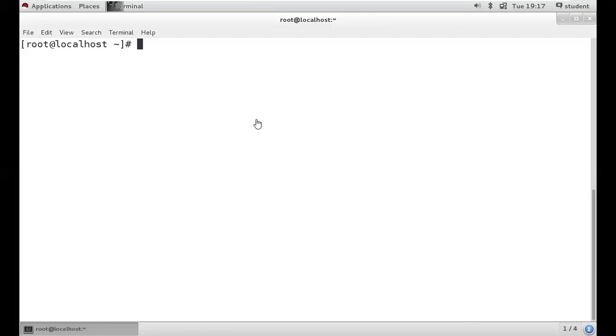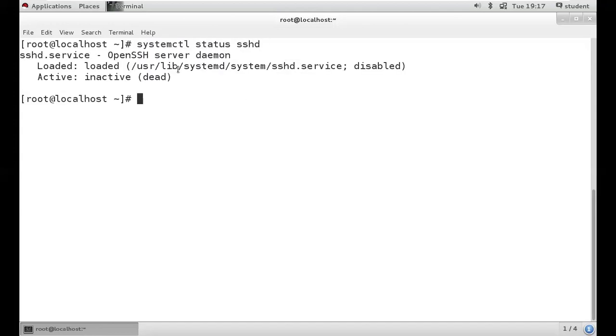Okay, so let's see, guys, here. Let's check the status, systemctl status sshd. See, because it's disabled, it won't start along with the boot time. Now what I'm doing in this is I'm going to enable this service, enable sshd.